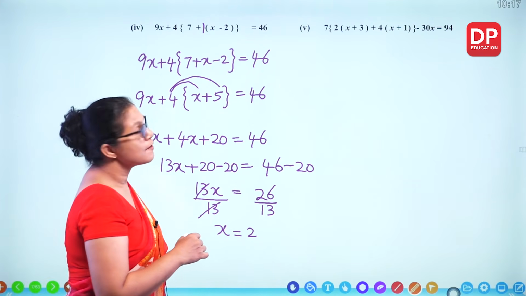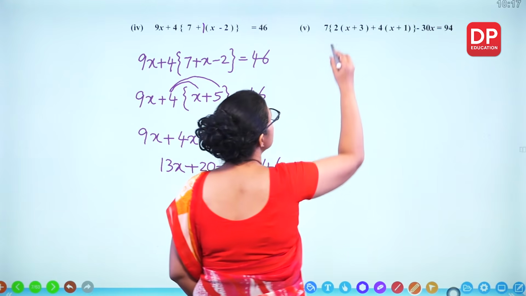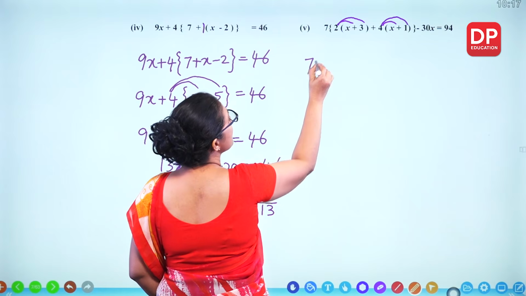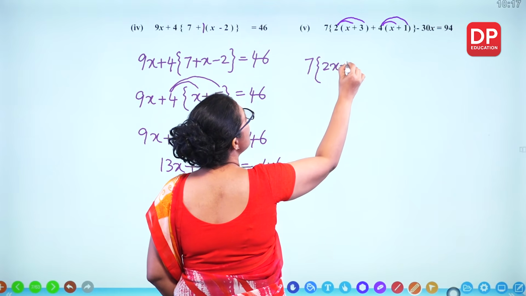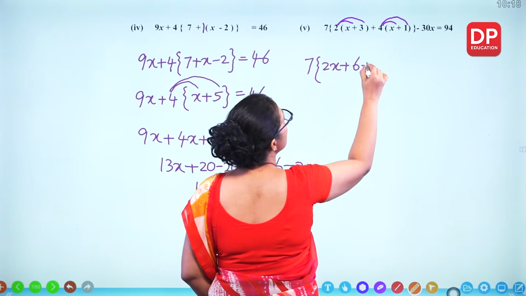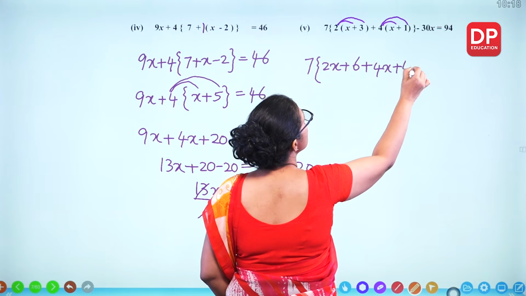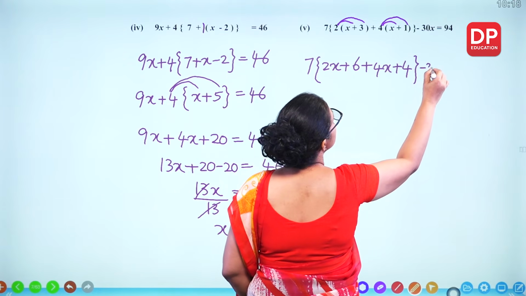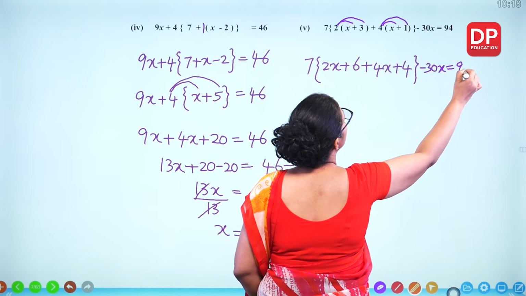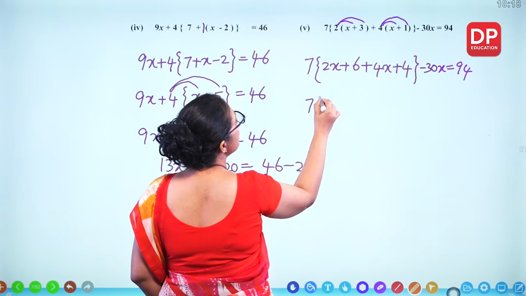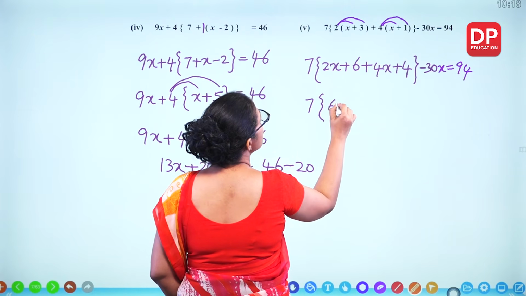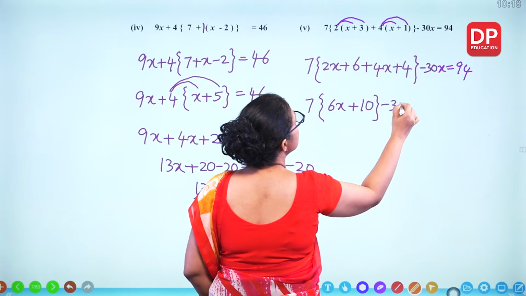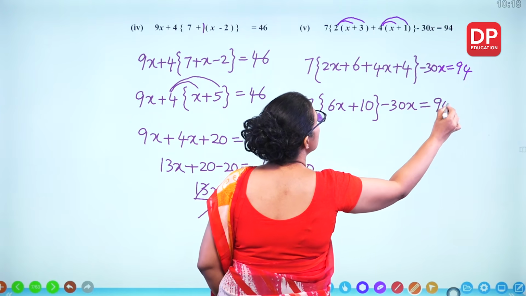This one. What's the first step? To remove inside brackets. So multiply this by 2, here by 4. 7 is there. 2 times x, 2x. 2 times 3, 6. 4 times x, 4x plus 4. And then you get minus 30x equals 94. Now inside, 2x and 4x, 6x. 6 plus 4, 10.